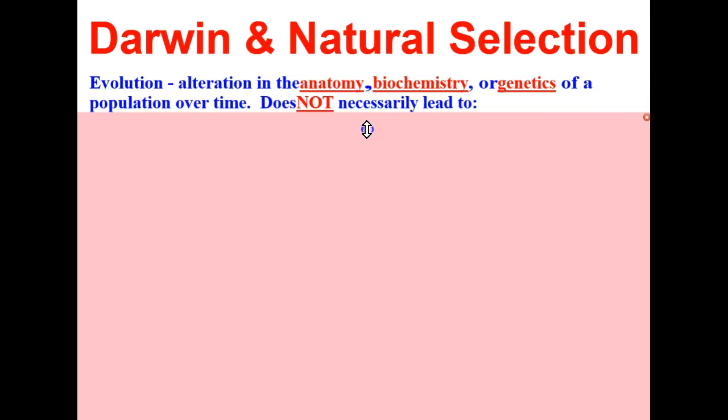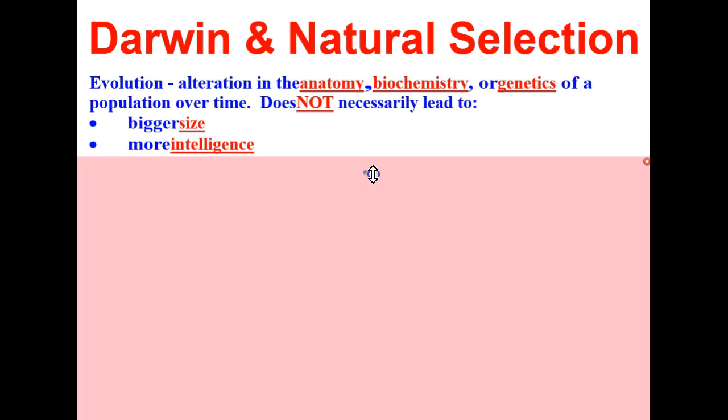Let's just start out with what evolution is. Evolution is the alteration in the anatomy, biochemistry, or genetics of a population over time. It does not necessarily lead to bigger size, more intelligence, or organisms, for example, that have more speed.